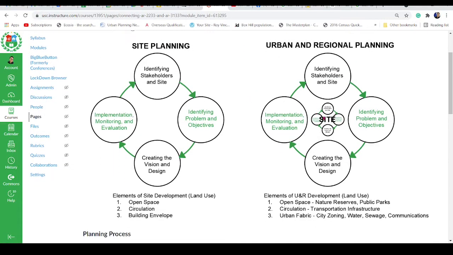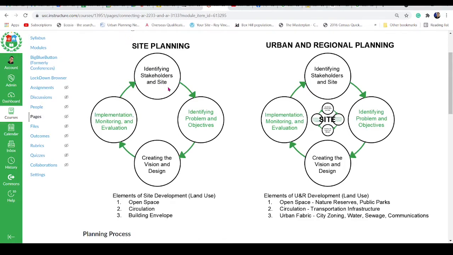And as the diagram suggests, it's basically the same process, but at a bigger scale. So the different steps of the process are the same. So step 1, we did something similar in my class in AR2233. Identifying stakeholders and the site. So who are the stakeholders?